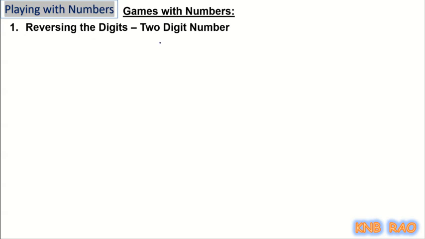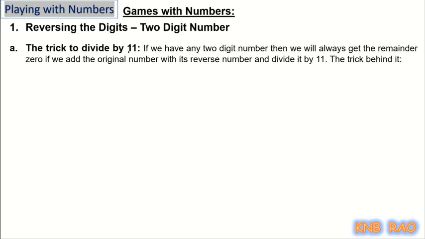Reversing the digits. Suppose you want to reverse the digits of a 2-digit number, what would be the tricks behind that? The trick to divide by 11. We have any 2-digit number, then we will always get the remainder 0 if we add the original number with its reverse number and divide it by 11.